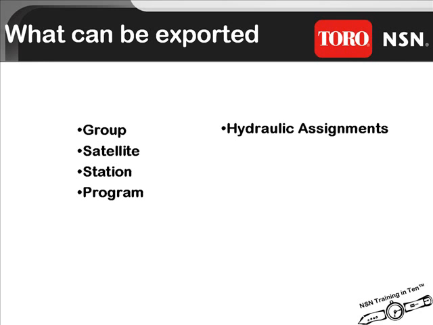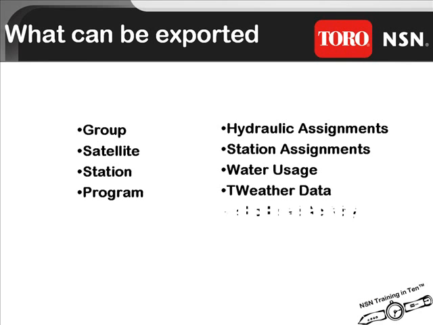Before we begin with the actual export of data, let's look at what types of data can be exported from SitePro into Excel. This list consists of group, satellite information, station information, programs, hydraulic assignments, station assignments, water usage, T-weather data, and your scheduled activity. By using the toolbox, you are able to export this information into a Microsoft Excel spreadsheet and then manipulate and edit this data to keep for records or to use as an informational tool. The ability of SitePro to do this is often overlooked but can provide many benefits in your day-to-day operation.